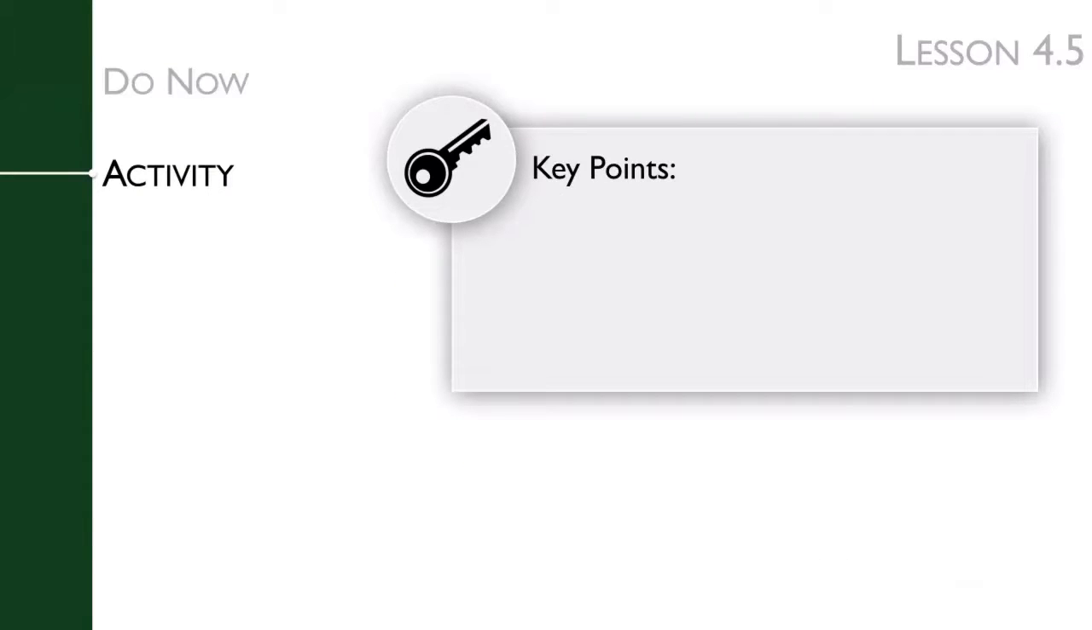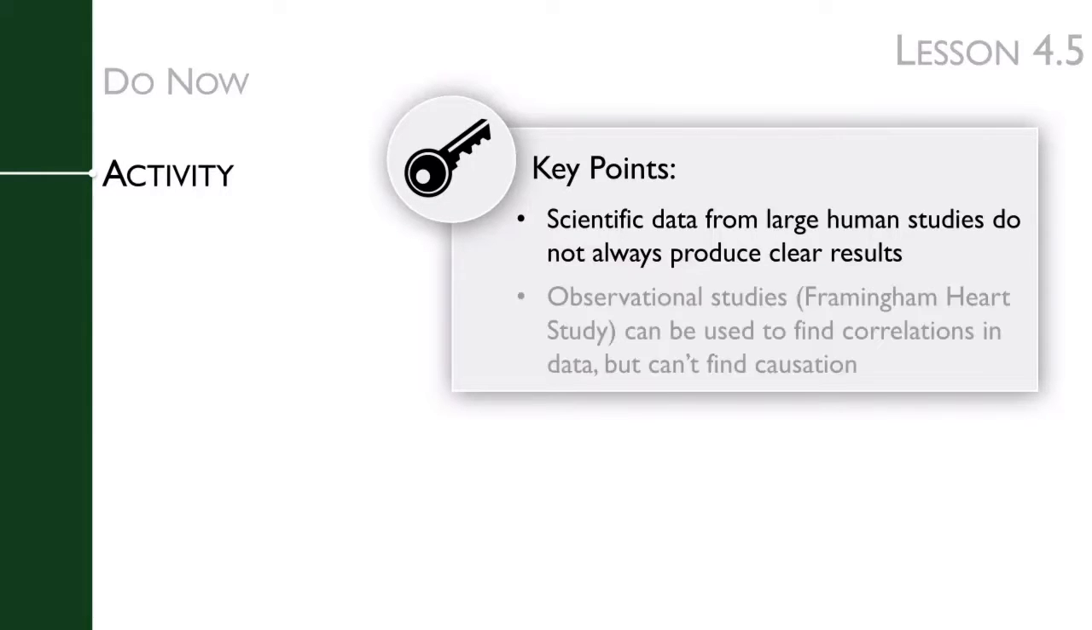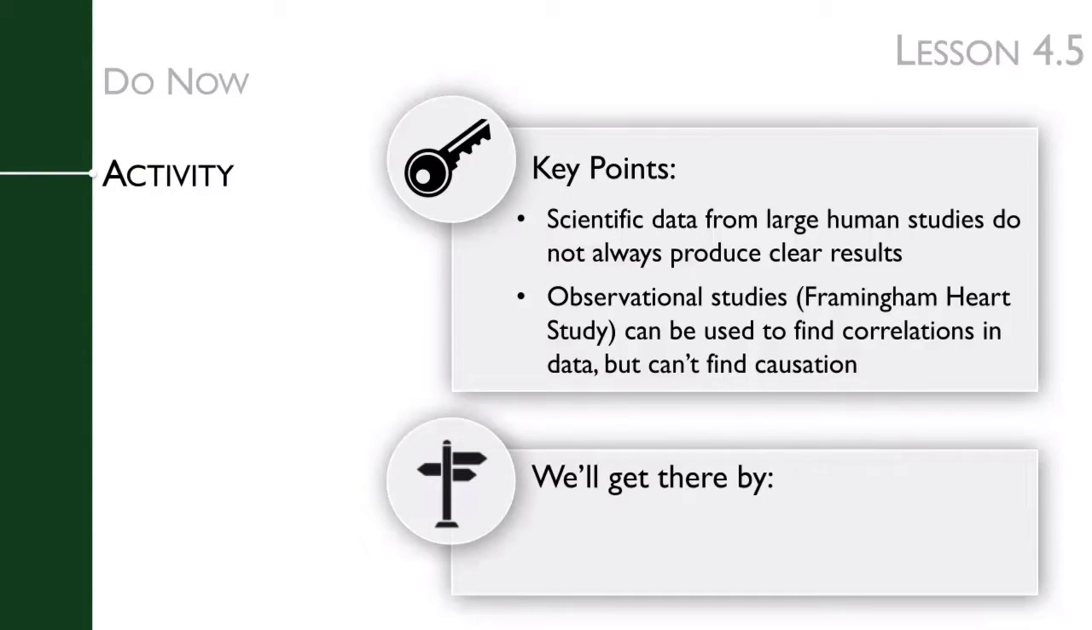The key points of this lesson's activity are that scientific data from large human studies do not always produce clear results, and that observational studies like the Framingham Heart Study can be used to find correlations in data but can't find causation. We'll get there by having students make conclusions from graphs of real scientific data.